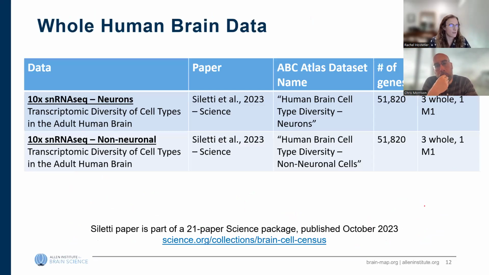And in the ABC Atlas, our neurons and our non-neuronal cells are divided into two different data sets. And for the actual brains that were used for these experiments, there were 3 whole brains and a 4th brain that contained just the primary motor cortex, and over 50,000 genes were profiled. And again, we have our neurons and our non-neurons split into 2 different data sets in the ABC Atlas. And this was part of a much larger paper package in Science that featured 21 papers that was published in October of 2023.